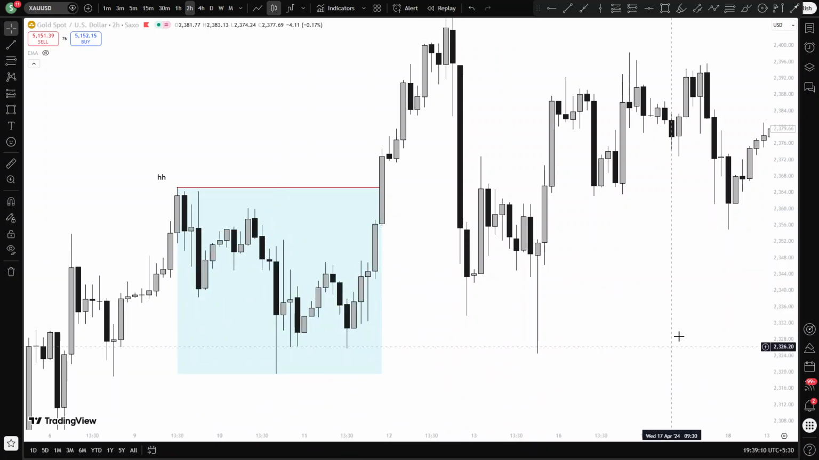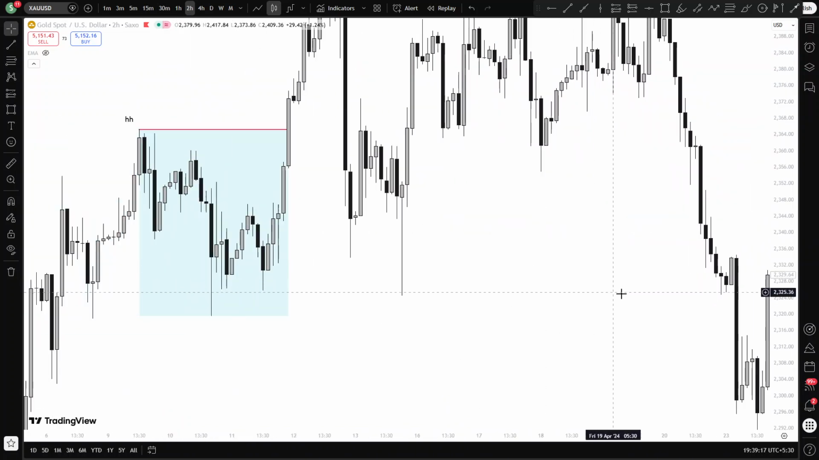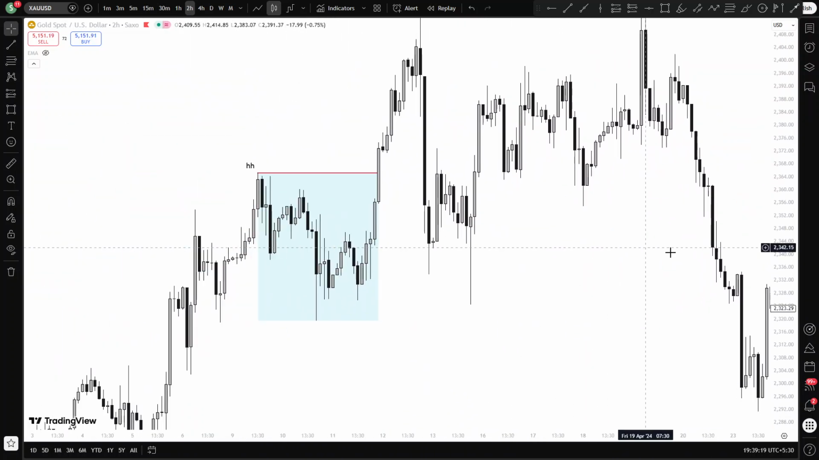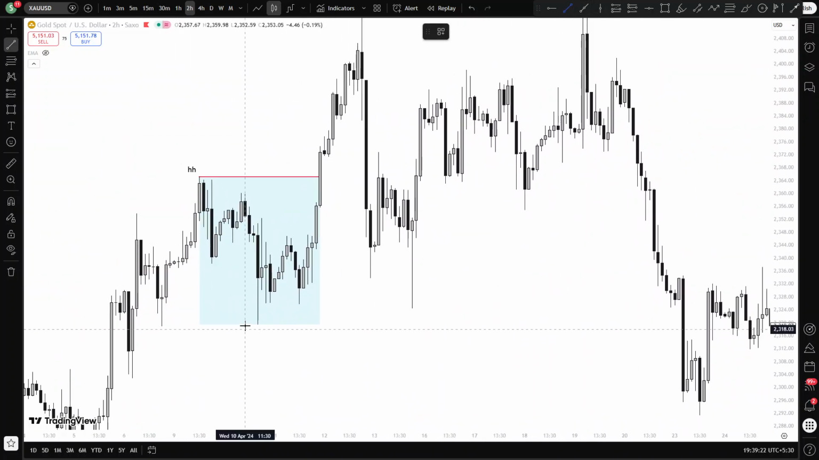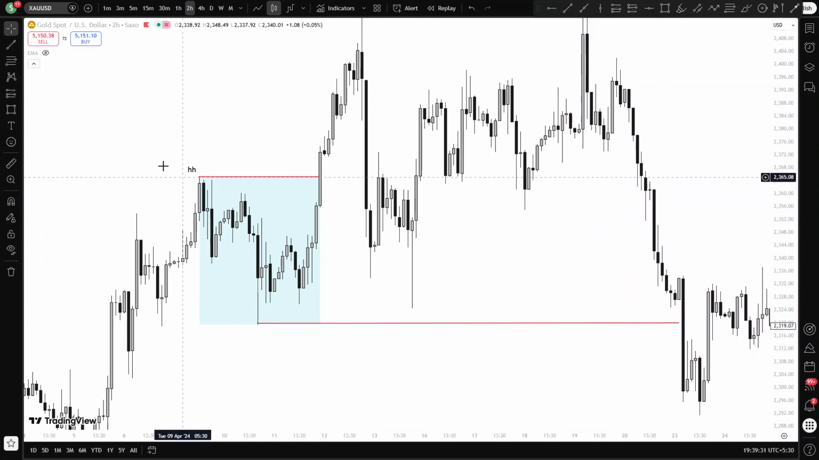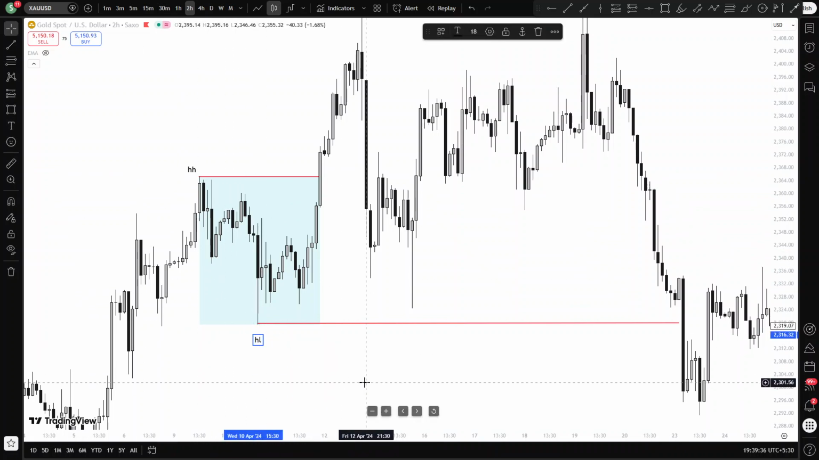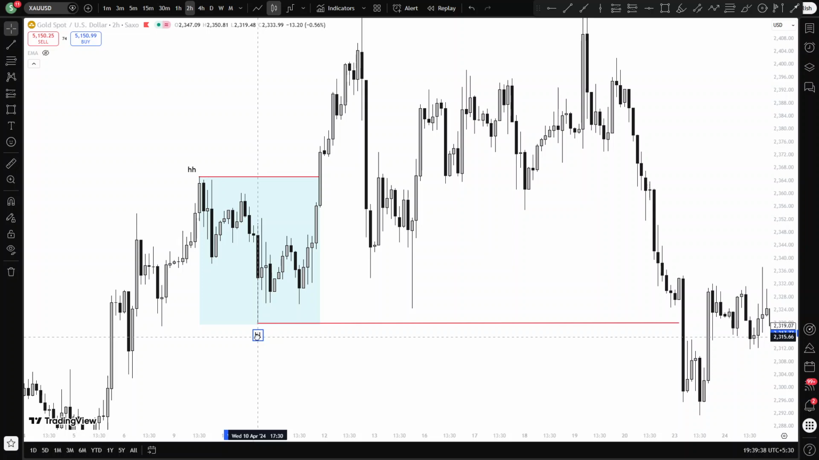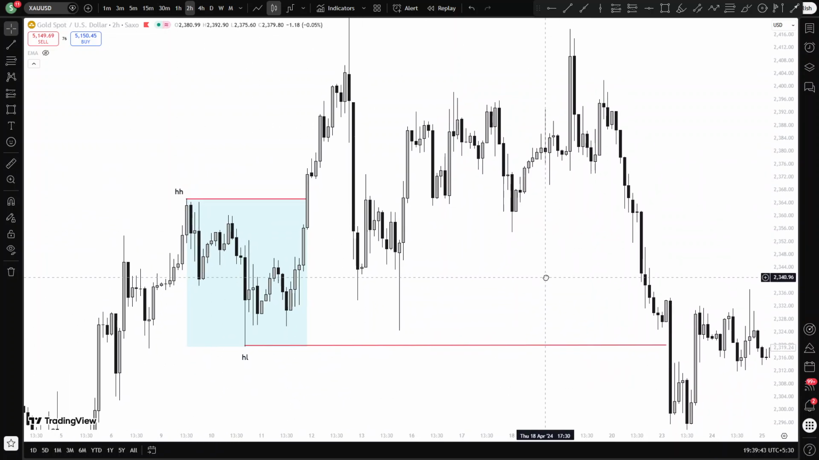You look for the lowest point inside this rectangle. That is going to be your higher low. So we're going to mark this point as our higher low. We have this point as our higher low, and we have this point as our higher high.